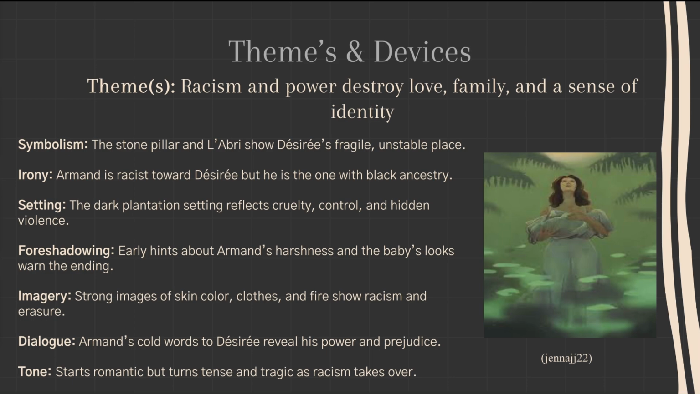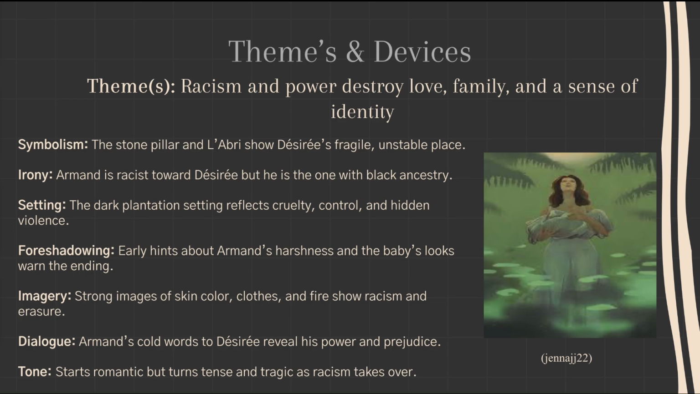On this slide, I focus on what the story is saying and how Chopin builds that message. The theme is that racism and power can completely destroy relationships and a person's identity. Desiree loses her home, her family, and even her sense of who she is because the society around her is built on slavery and strict ideas about race.